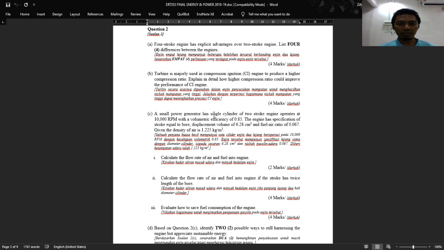And question 2B: a turbine is majorly used in a compression ignition or CI engine to produce a higher compression ratio. Again, the question is asking the same theme. The turbine is majorly used in a diesel engine, actually CI is a diesel engine, to produce a higher compression ratio. See, the question is repetitive. You have to tackle that question: what is the use of a turbine, what is the use of compressed air to improve compression ratio. These are all familiar questions. You should be able to master it before you enter the exam hall.